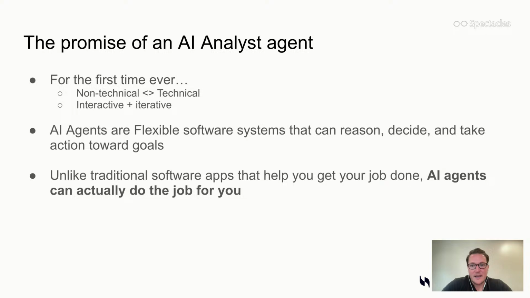So what are AI agents? They're flexible software systems that can reason, decide, and take action towards goals. And unlike traditional software apps, they actually do the job for you.